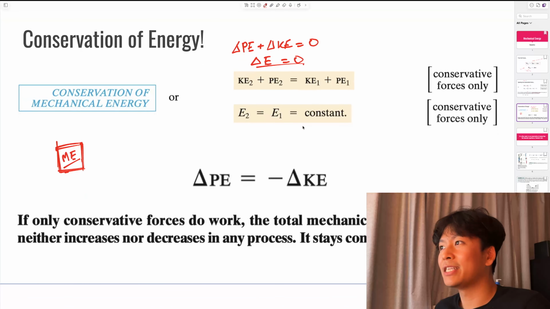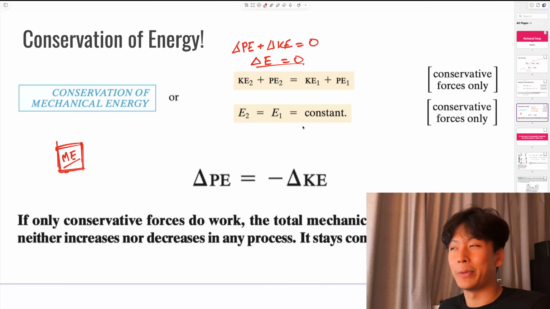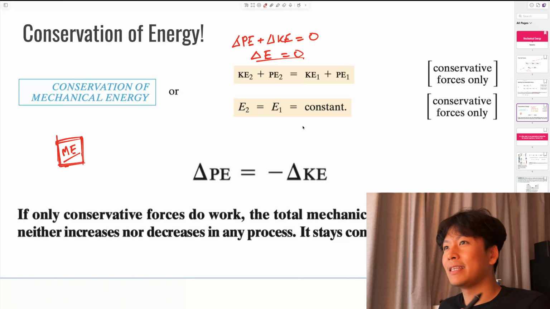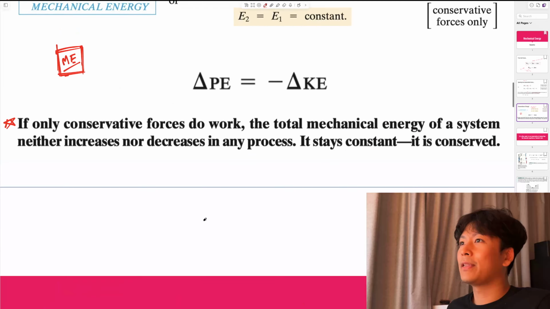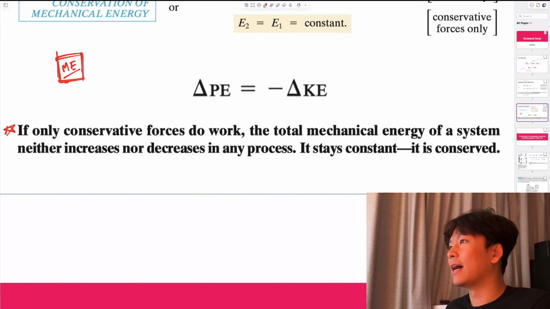And so if the change is 0, that means the value has to remain constant. Again, with energy, I don't really care what the exact value is. The change is the more important part. And so in this kind of system, mechanical energy is a conserved quantity. That's summed up by this statement over here: if only conservative forces do work, the total mechanical energy of a system neither increases nor decreases in any process. It stays constant. It is a conserved quantity.